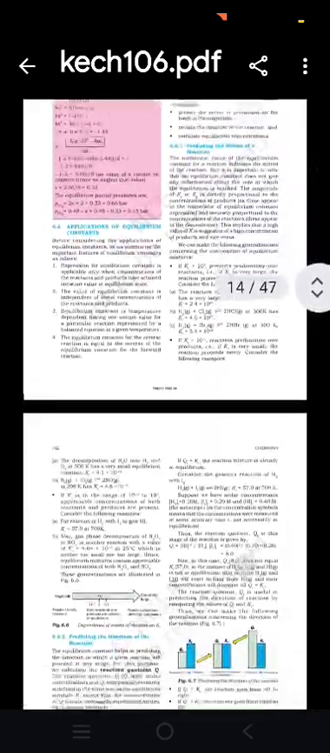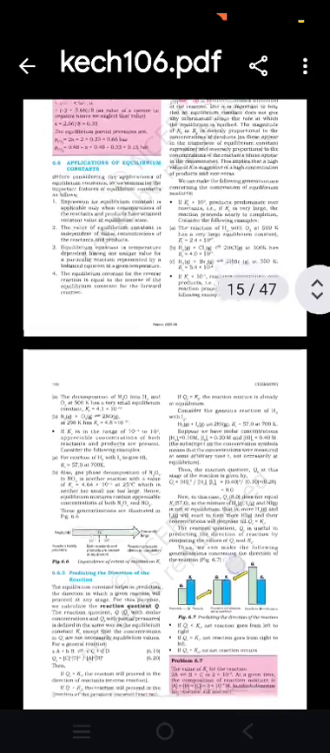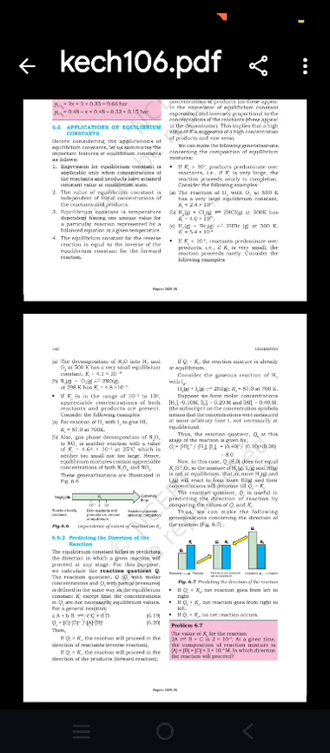Applications of equilibrium constant. The expression for equilibrium constant is applicable only when the concentrations of the reactant and product have attained constant values at the equilibrium state. The value of the equilibrium constant is independent of the initial concentrations of reactant and product. It is temperature dependent, having one unique value for a particular reaction represented by a balanced equation at a given temperature. The equilibrium constant for the reverse reaction is equal to the inverse of the equilibrium constant for the forward reaction.